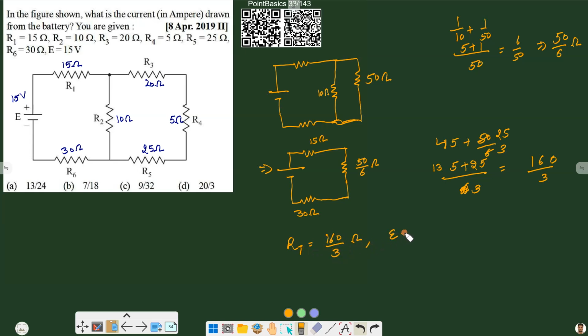Potential of battery is 15 volt. So current through circuit will be 15 by 160 into 3. And this will cancel by 5 and 3 and 2. So 9 by 32 amperes. So option C will be the right answer. Moving to next question.